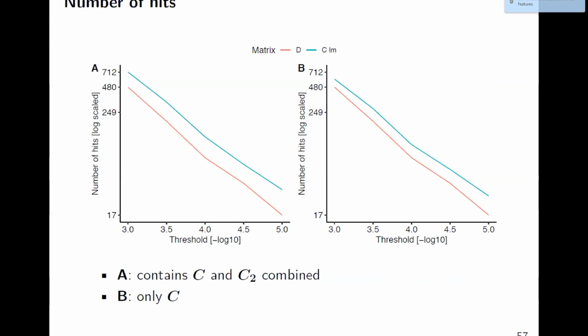I have more markers in this case for the continuous coding. But in this other case, I just compare the C and the D matrix, and still we have a higher number of hits. So I can look at both cases. In one case, we're getting more markers due to the use of the C2 matrix, markers that are not polymorphic in the discrete coding. But even if I just focus on the markers I have available already, I still have an increase in the number of hits.